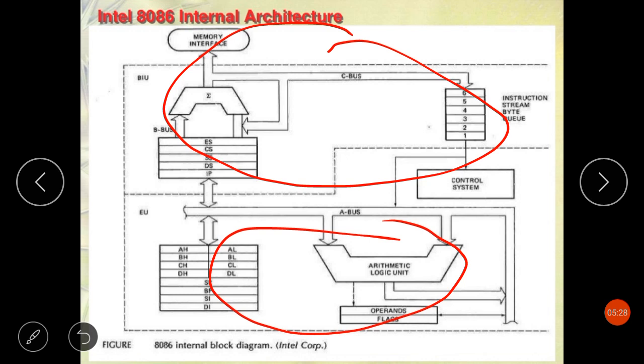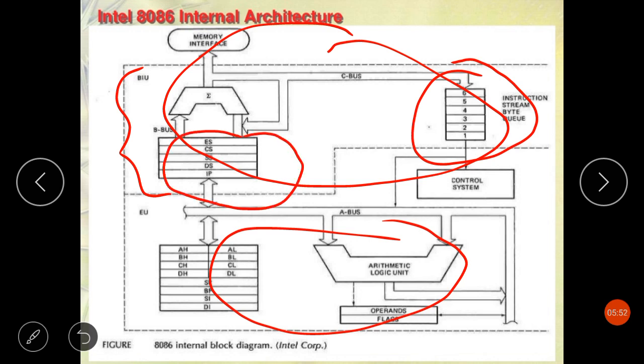So coming to the bus interface unit, as you can see, this bus interface unit contains the instruction queue, which I've already told you is used for storing the prefetched instructions. It contains the instruction queue, it contains segment registers, and it contains instruction pointers, etc.